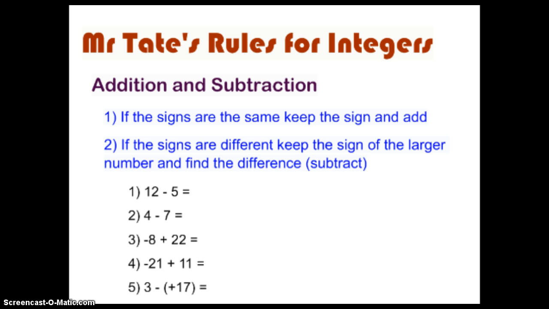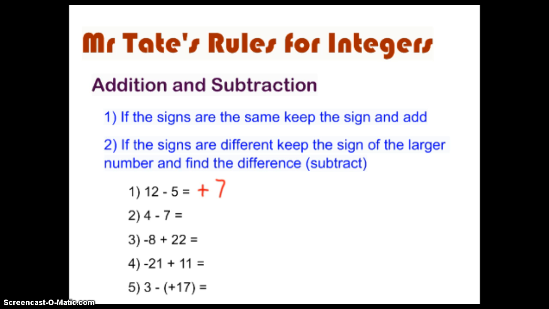So let's take a look at some examples. Example number 1, I have a 12 and a negative 5. That means positive 12 and a negative 5. Those signs are different. The bigger number out of 12 and 5 is 12, so I'll go ahead and keep a positive. The difference between 12 and 5 is 7.